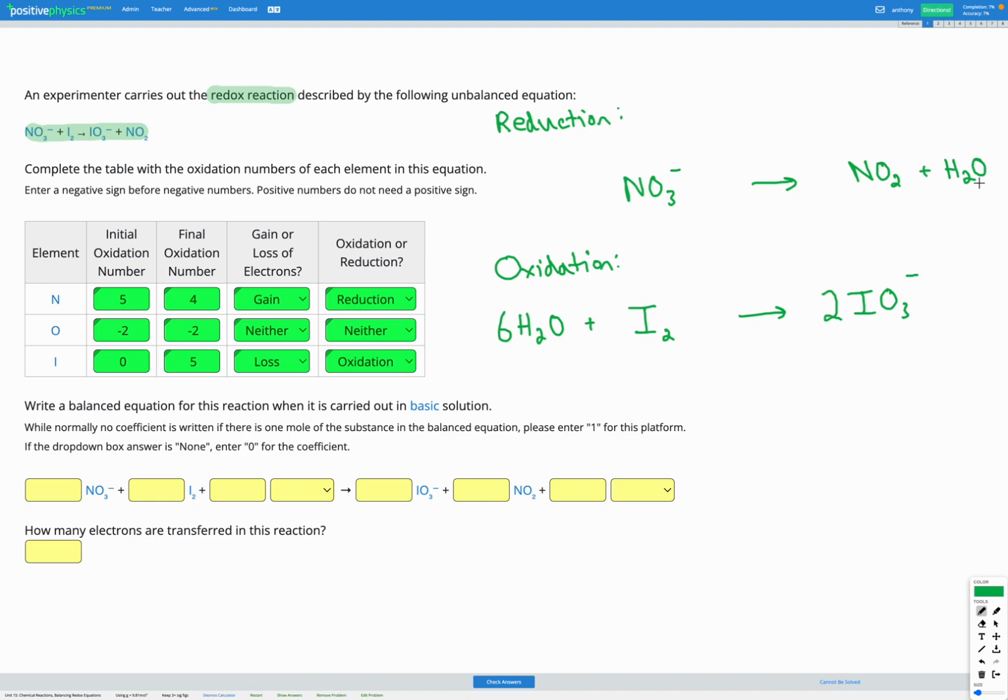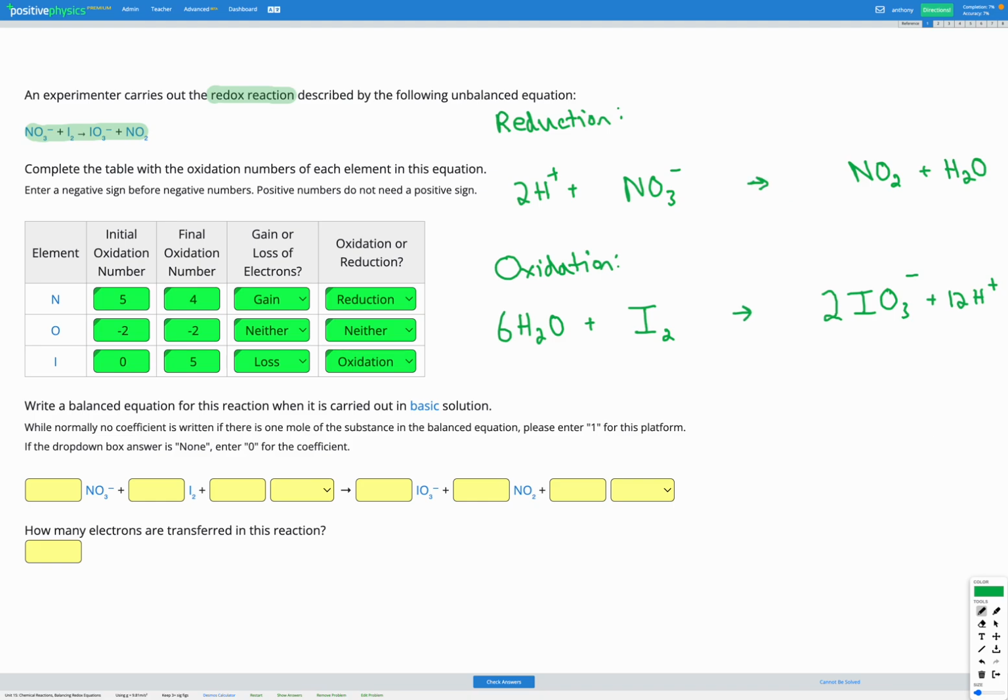Now, since we added oxygens in the form of H2O, we've also added hydrogens. So we're going to balance out the hydrogens by adding H plus ions. So in the reduction reaction, we have 2 hydrogens on the right. That means we need to add 2 on the left. So we're going to add 2 H plus ions on the left of our reduction equation. For the oxidation equation, we have 6 times 2 hydrogens on the left, 12 hydrogens on the left. So we're going to add 12 H plus ions on the right. Okay, so we've balanced out our hydrogens by adding H plus.